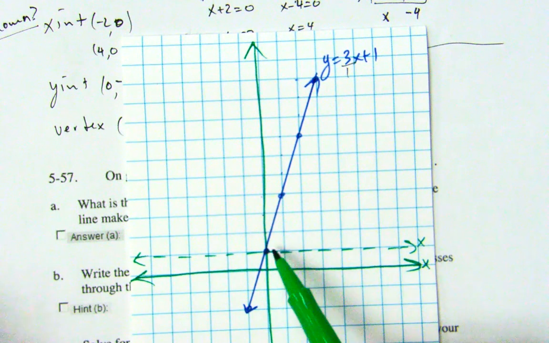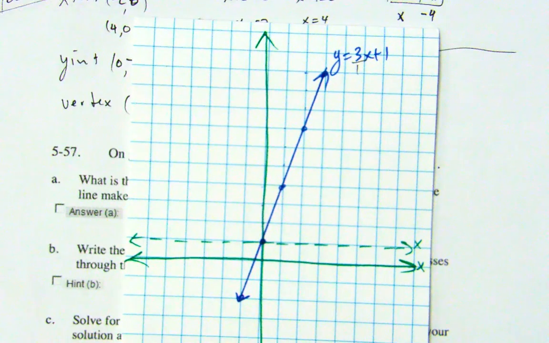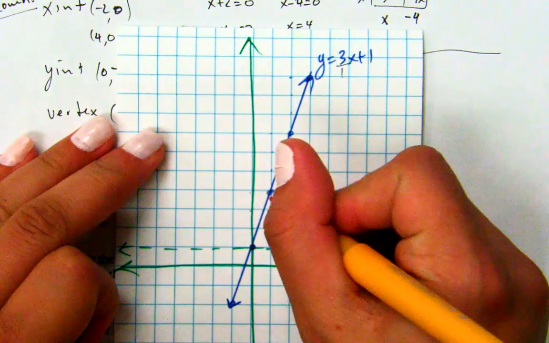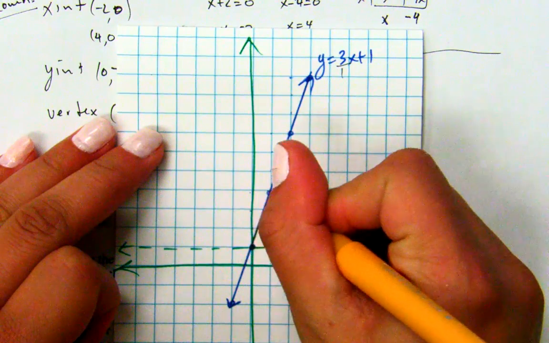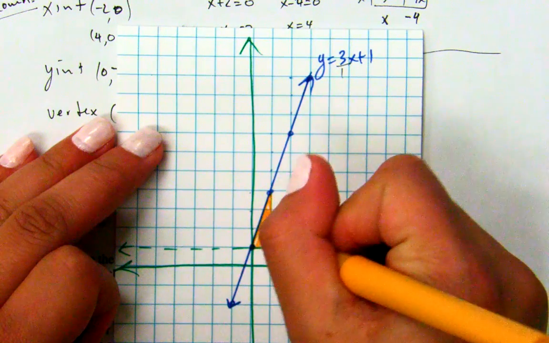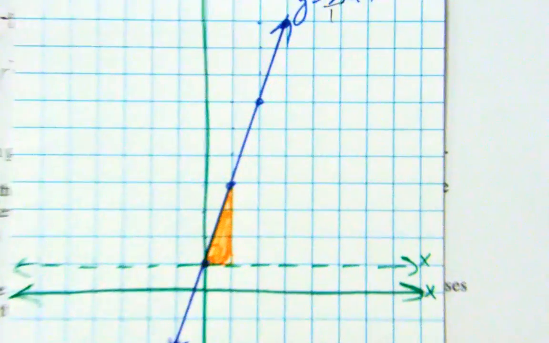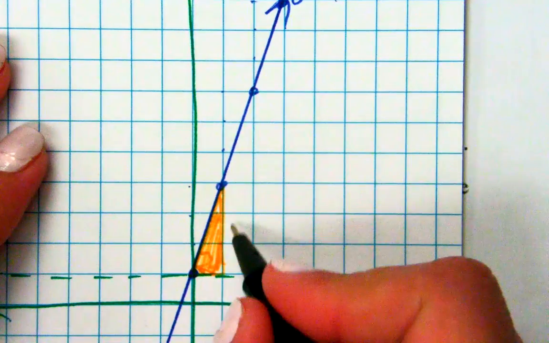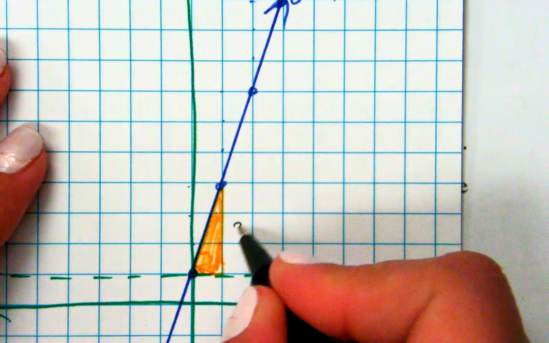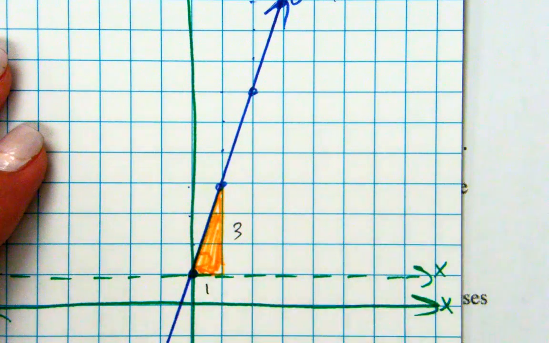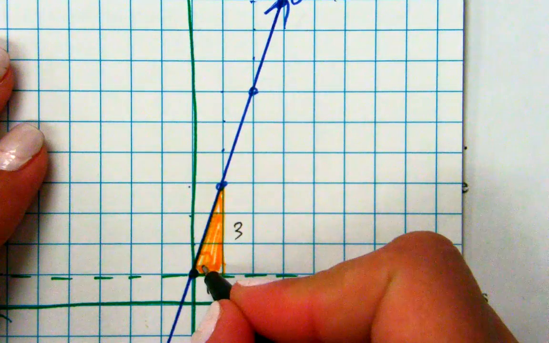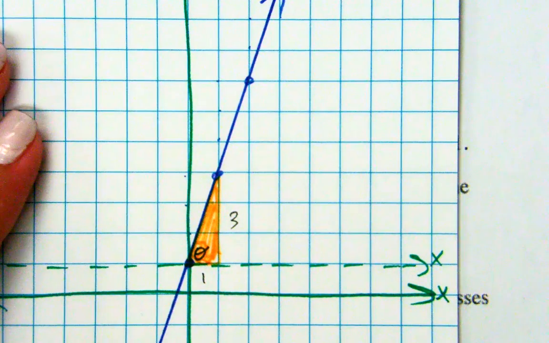So the question is, what's this angle in here? So what we really want to know is the slope triangle right here. Okay, I'm going to zoom in really quickly. It has a vertical change of 3, has a horizontal change of 1. And the question is, what is this angle right here? So we're technically trying to find theta.